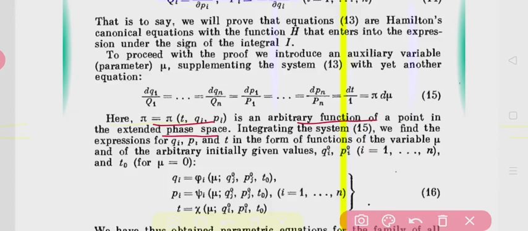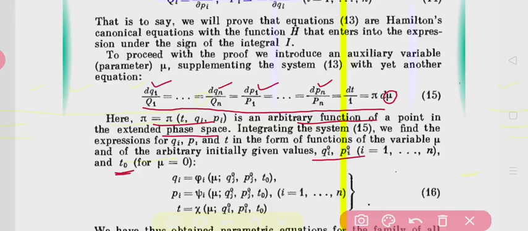Now if you integrate these equations, we will find the expressions for all these q1, q2, q3, qn and p1, p2, p3, pn. That means we will get the values of q1, q2, q3, qn and p1, p2, p3, pn in terms of the auxiliary variable mu and the initial given values. The initial given values are qi naught, pi naught and t naught.